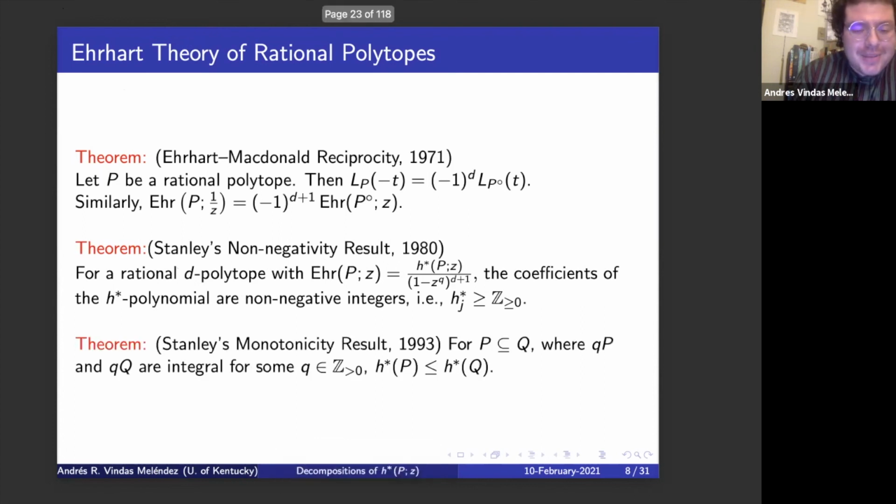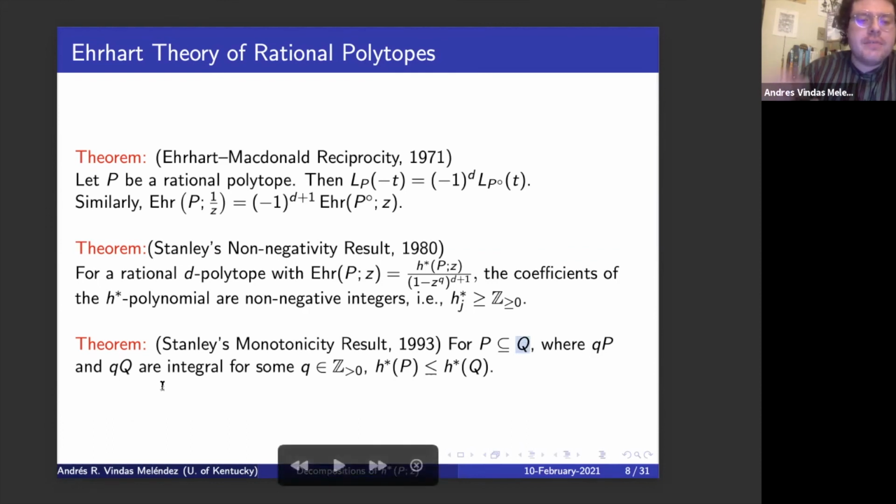And also by Stanley is his monotonicity result. And so if you have a rational polytope P contained in a larger polytope Q, and we can dilate it big enough so that we can get them to be integral, his monotonicity result says that the coefficients of the H star polynomial of Q dominate the coefficients of the H star polynomial of P.